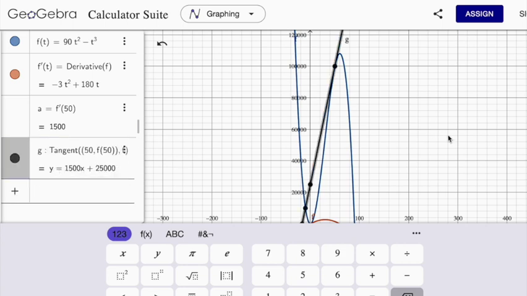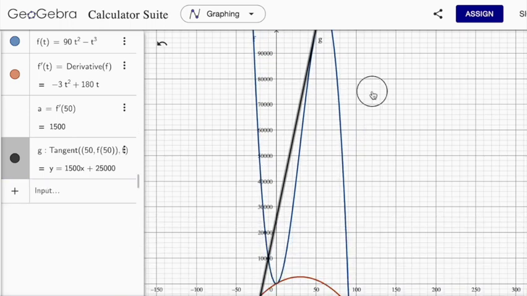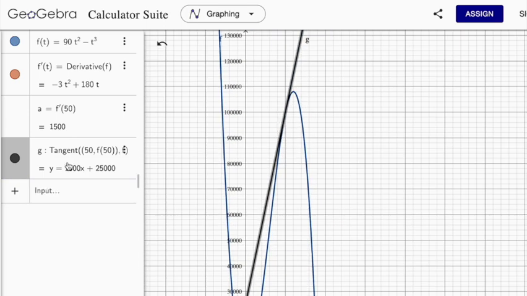So here's my tangent line. If we zoom in a little bit, here's that point right here, and then here's the tangent line in black. And it says that the tangent line at that point is 1500x plus 2500. And as you can see, that matches what our derivative is. The slope is 1500, which it should be because that's the rate of change at 50.